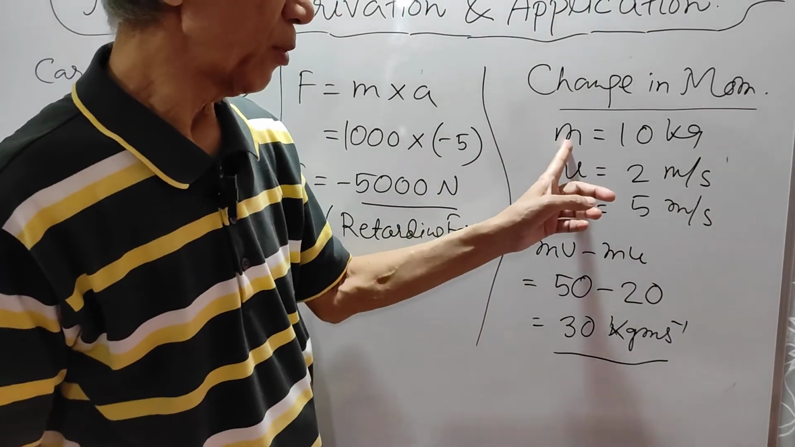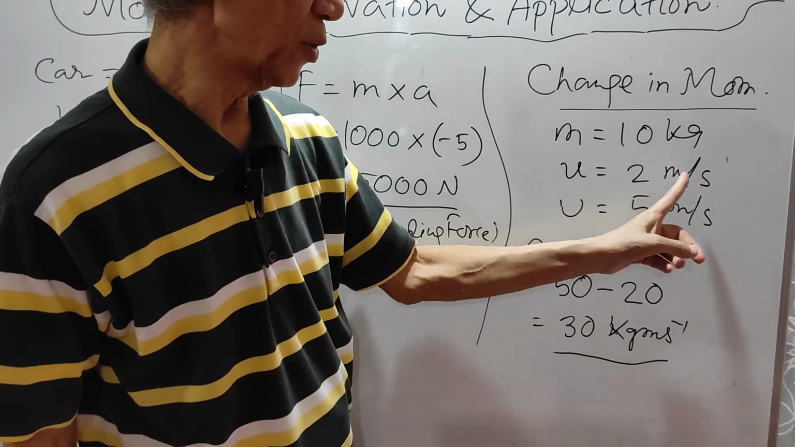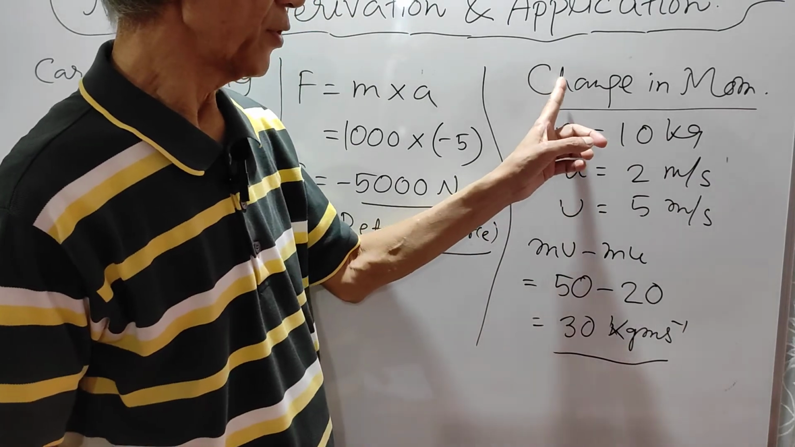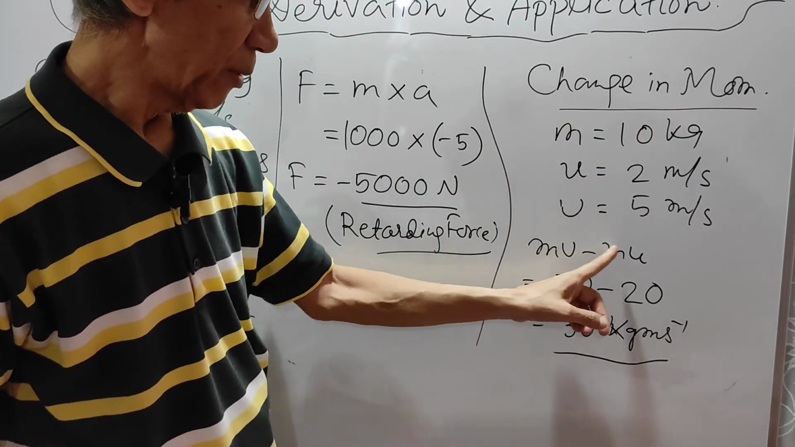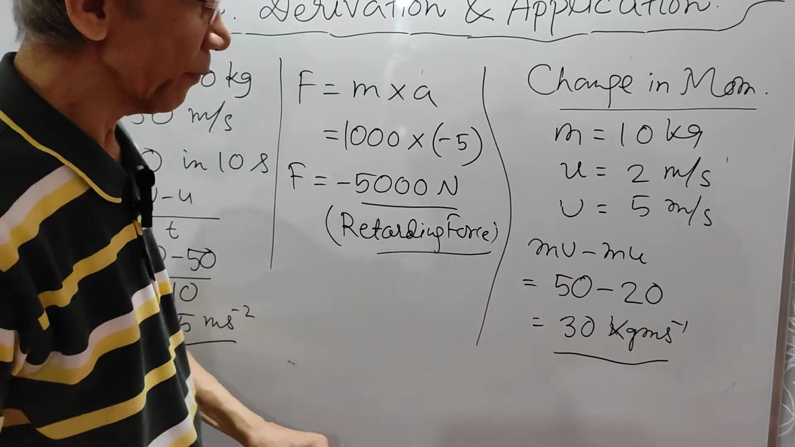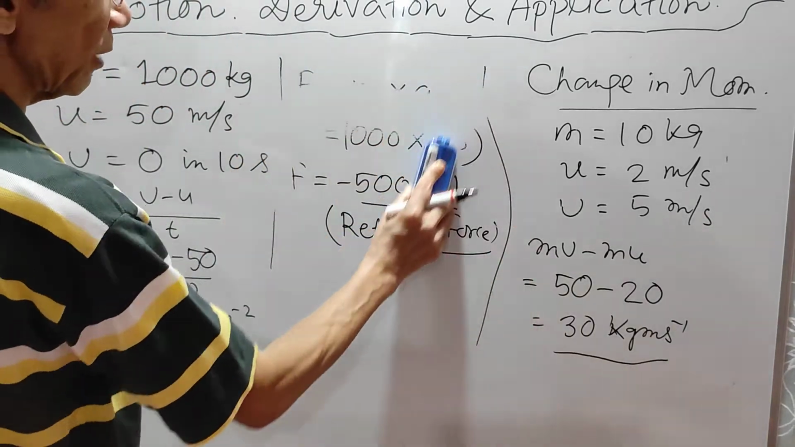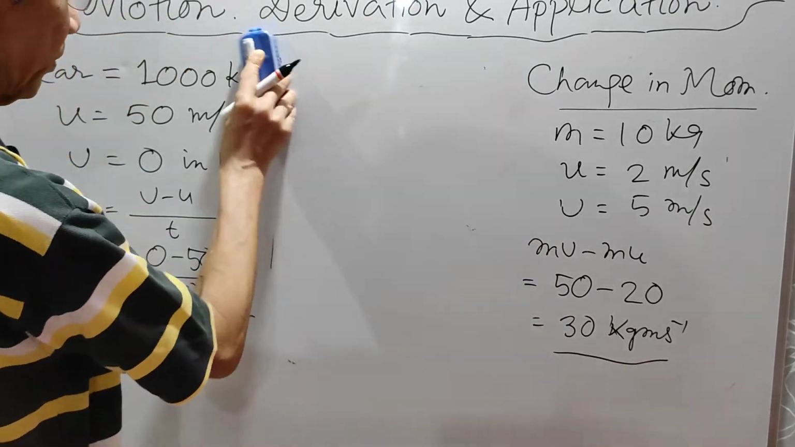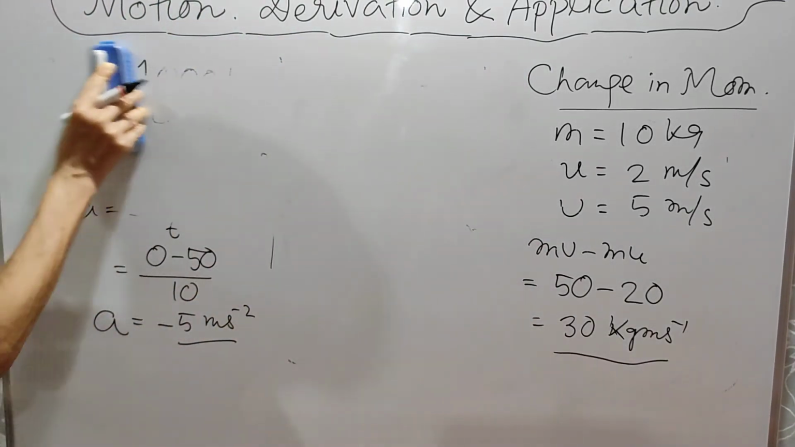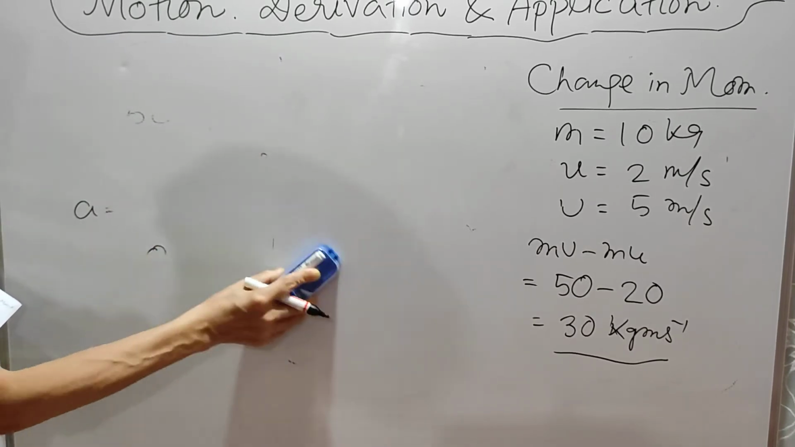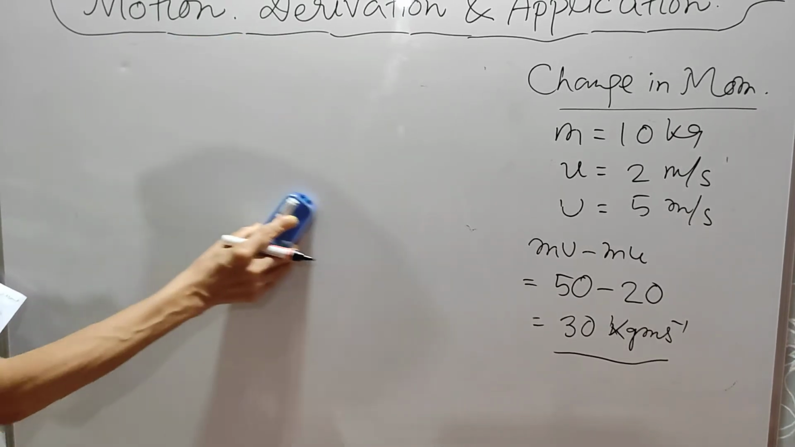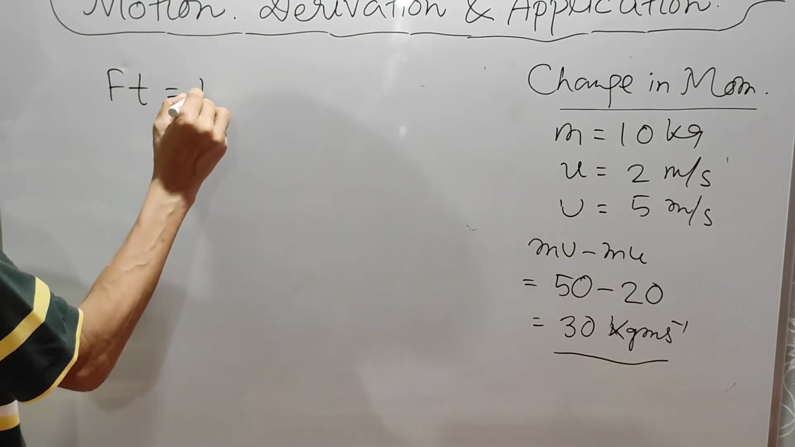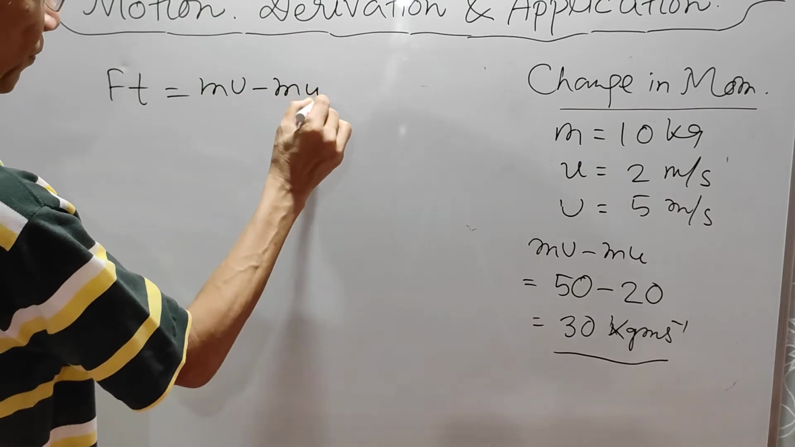So mass of a body is 10 kg, initial velocity 2, final velocity 5, all is given in the question. Find the value of change in momentum. So use the formula mv minus mu, so you get this one. Now for change in momentum, yes, we can also use Ft, because I already gave you that relation Ft equal to mv minus mu, isn't it?